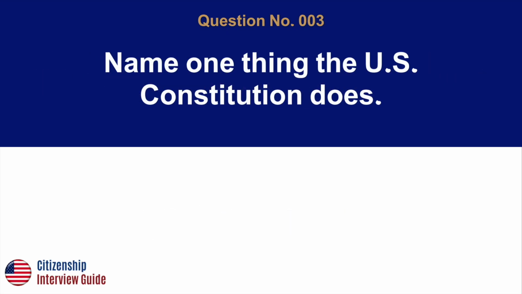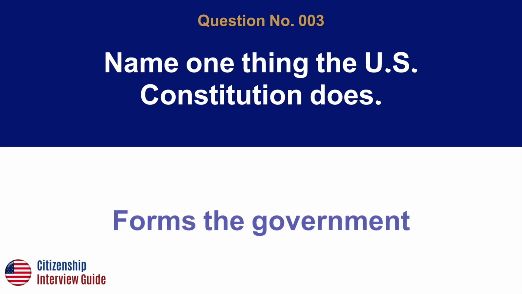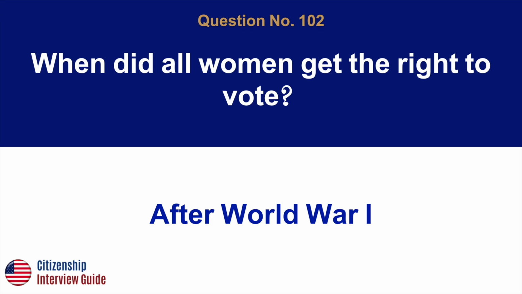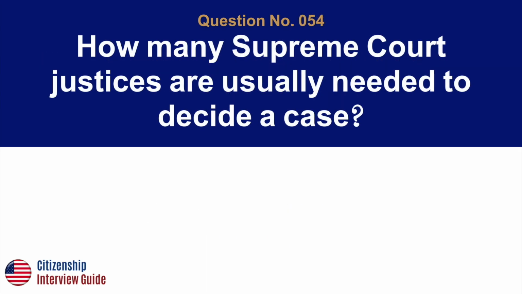Name one thing the U.S. Constitution does. Forms the government. When did all women get the right to vote? After World War I. How many Supreme Court justices are usually needed to decide a case? 5.